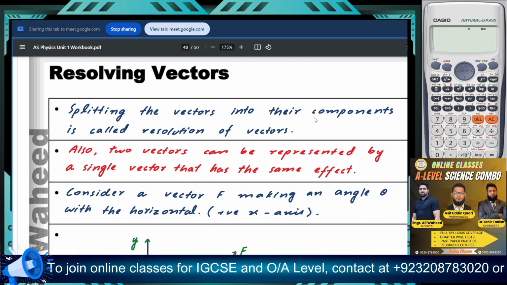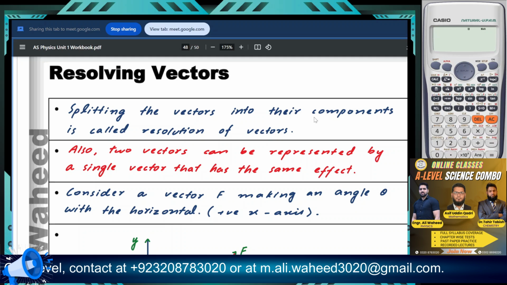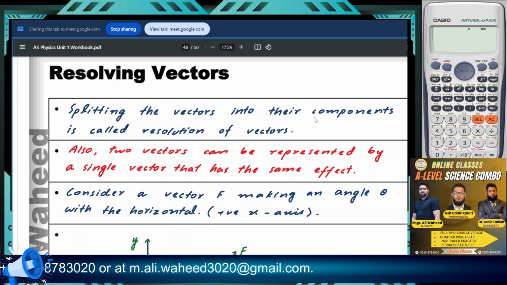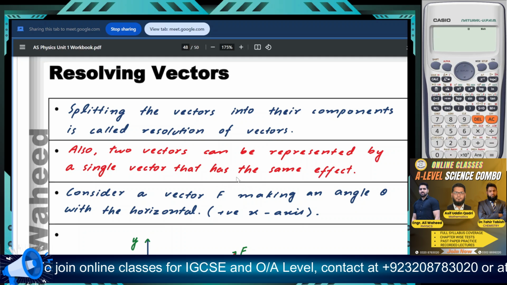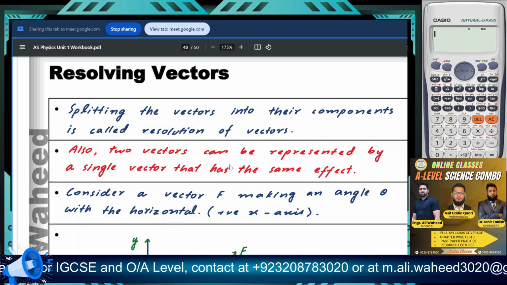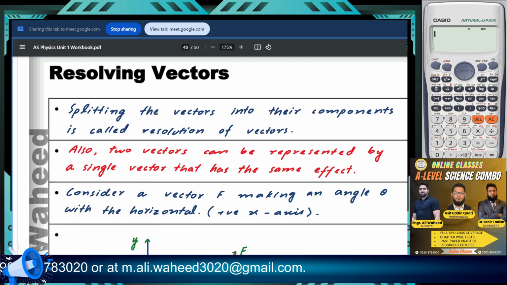How many components can there be for a vector? The answer is as many as we want. But in our calculation, whenever we draw the components of vectors, we draw only two components, in such a way that the two components are perpendicular to each other. So if one of the components is to the right, the other one could be upwards. So two vectors can be represented by a single vector that has the same effect. The two vectors would then be called components of the vector.